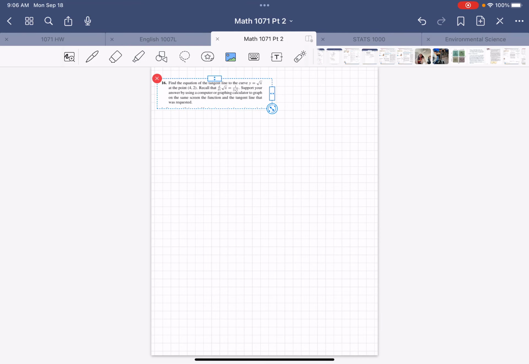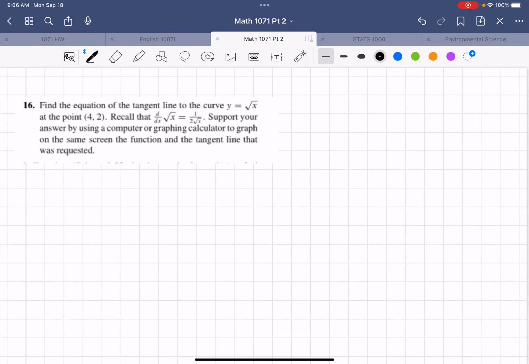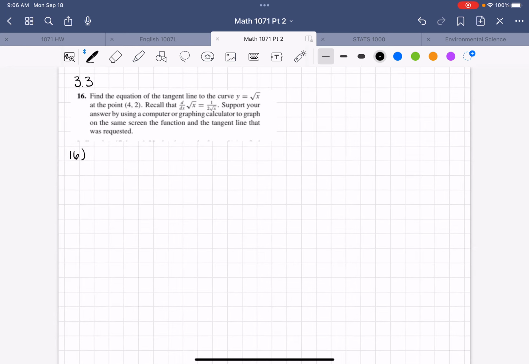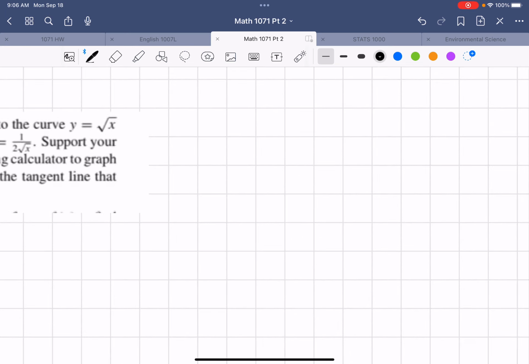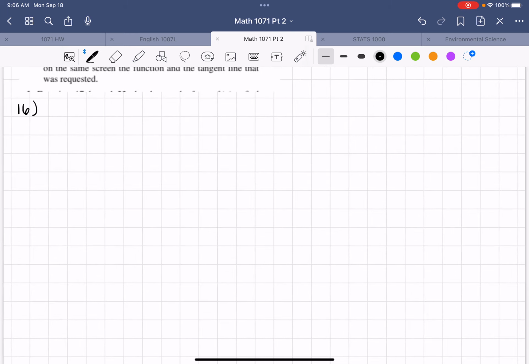1379. Let's take a look at 16. Find the equation of the tangent line of the curve y equals root x. So the function in this case is the square root of x. And so we're going to be finding the derivative from the definition. This uses a little tricky piece of algebra, so I would consider this a hard problem.